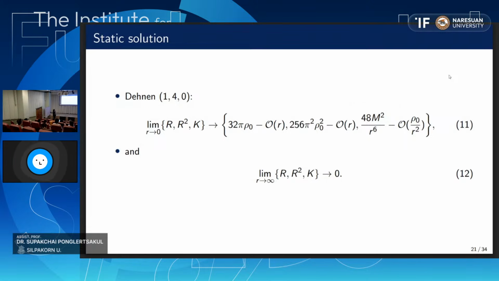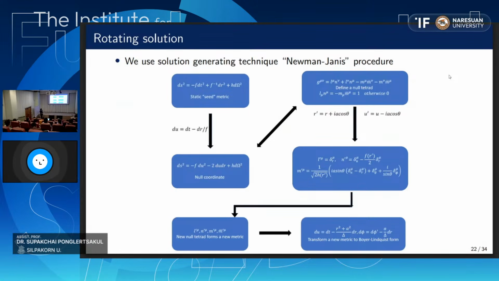Okay, the next part I'm going to talk about, in under 6 minutes, is how we construct the rotating solution. Basically, we do not exactly solve the Einstein equation in this case, but we use the so-called Newman-Janis procedure.